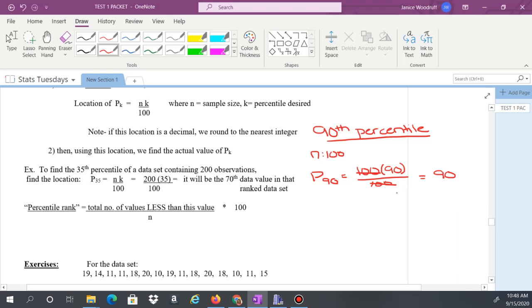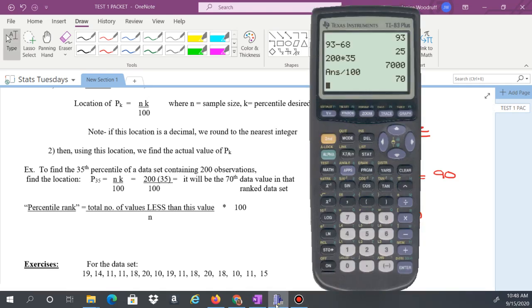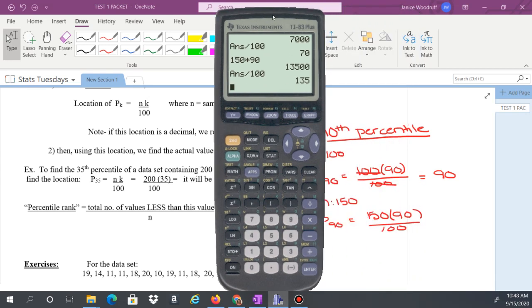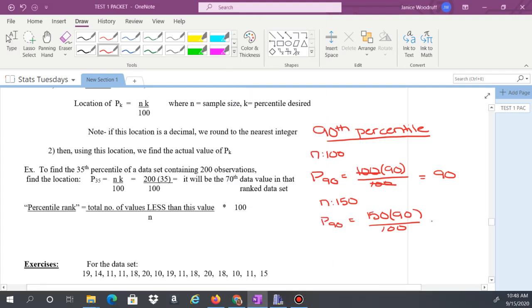If that changes, so let's say it's an n of 150, you would do 150 times 90 and then divide by 100. So 135. So it would be the 135th in your data set. You'd line it all up and then count, or I'd probably count backwards from 150 because it would be faster, and get to the number that's in the 135th position and go from there.